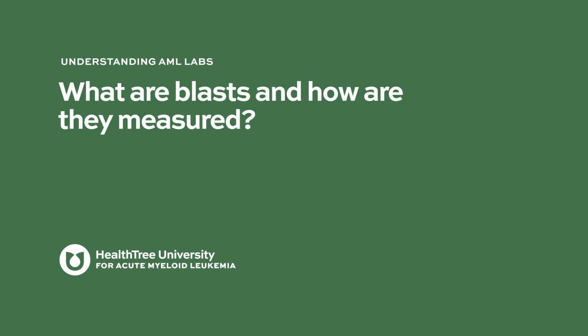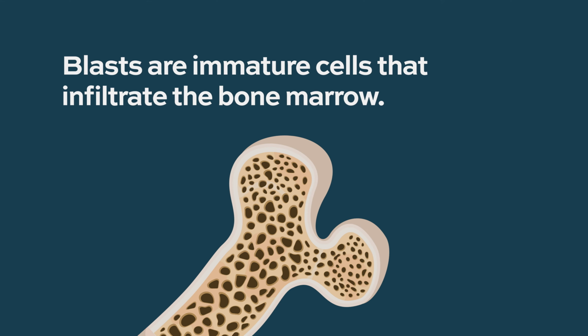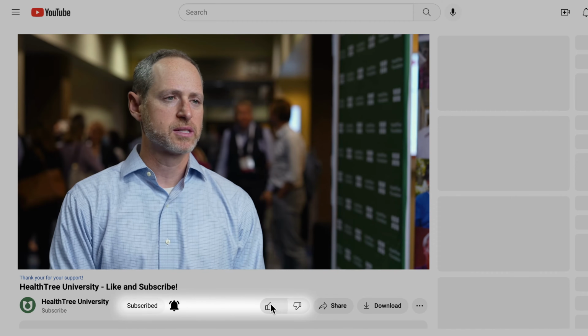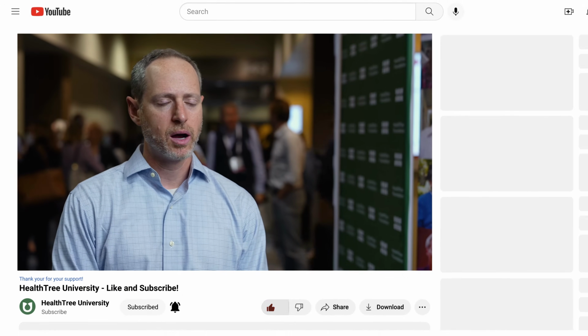What are blasts and how are they measured? Blasts are immature cells that infiltrate the bone marrow in patients with leukemia, AML, MDS, ALL. All of these have the potential for immature cells that appear and persist, and we can detect them under a microscope.